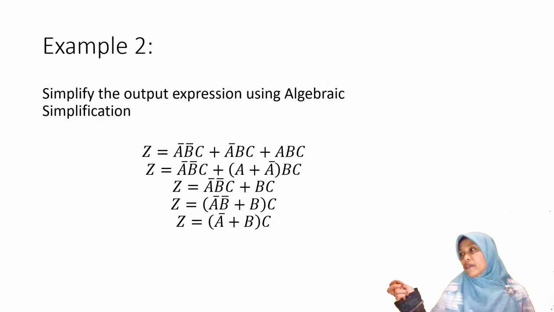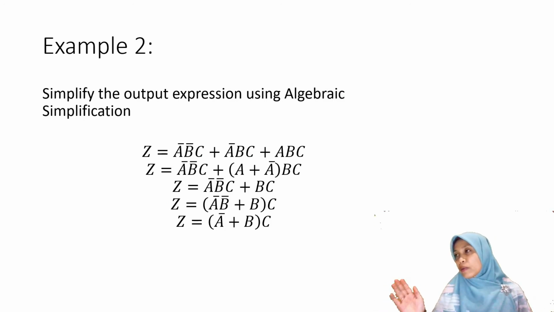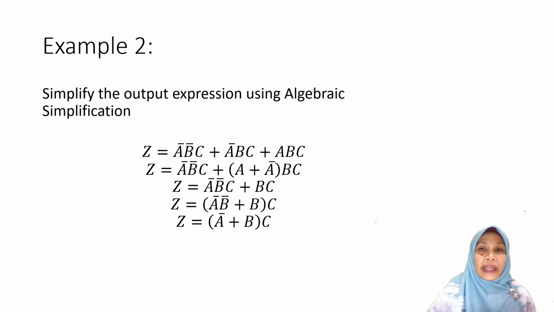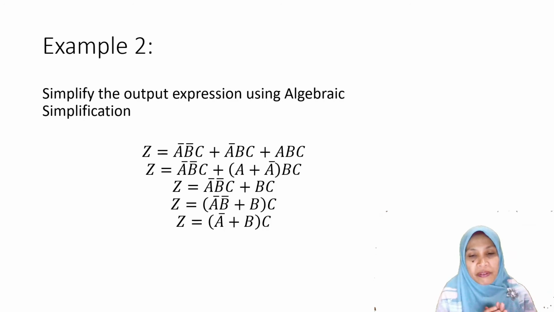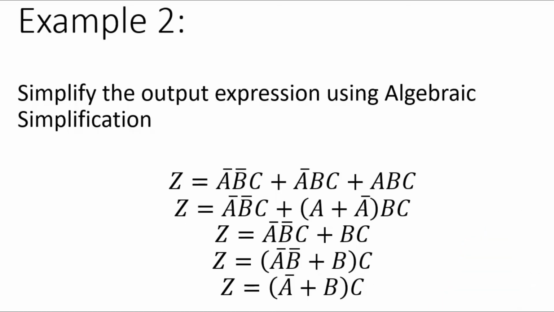Okay, for the second example, we have the equation Z equal to A bar B bar C plus A bar BC plus ABC. To simplify this example, we can factorize. Let's say I choose these two terms, so I choose to factorize BC. Alright, and then we can write the equation like this.